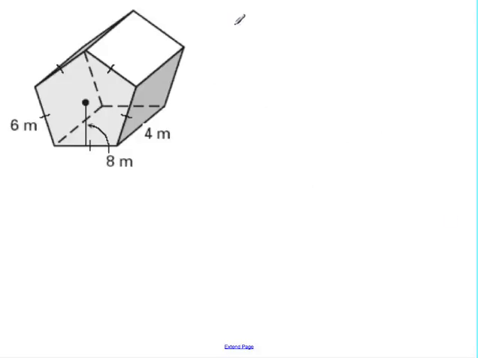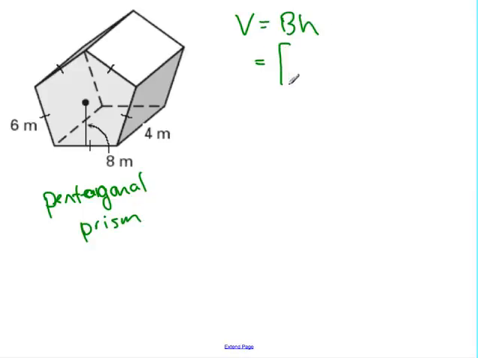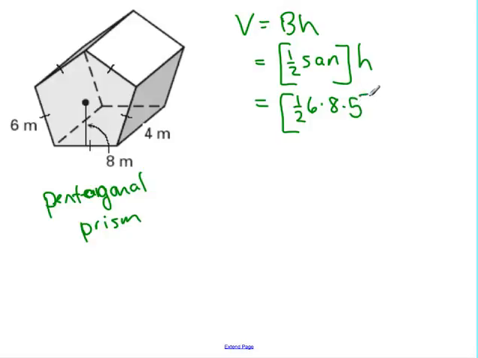This also works with regular polygons. This would be called a pentagonal prism is what this is called. The volume formula is still the area of the base times the height. In this case, we have to use the 1/2 s times a times n formula that we've used in the past. The s stands for the side length, which is 6. The a stands for the apothem, which is 8. And then n is the number of sides of your pentagon, which is 5.